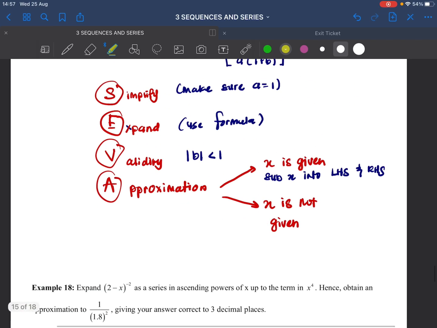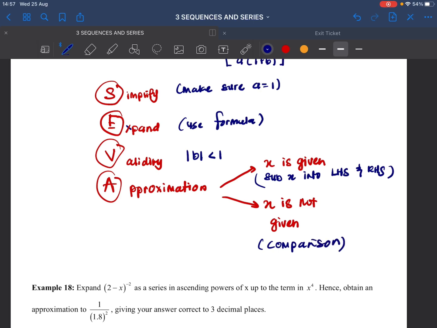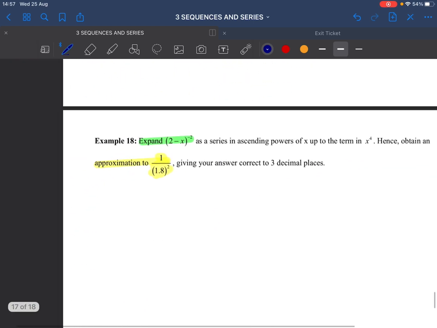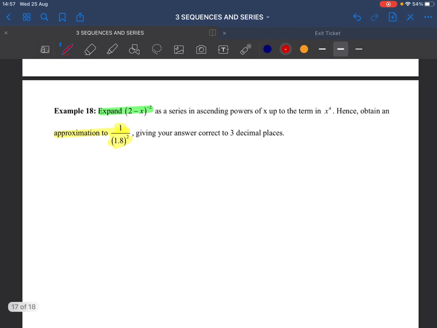Kita balik tadi kat sini. If your x is not given, we are going to do comparison. Here we are going to do comparison. So how? Okay, nanti kita akan tengok. So expand dulu. So balik kepada seva kita tadi. So the first step is S, which is to simplify. So we know that here belum simplify because our A is not 1. So kita kena factorizekan.